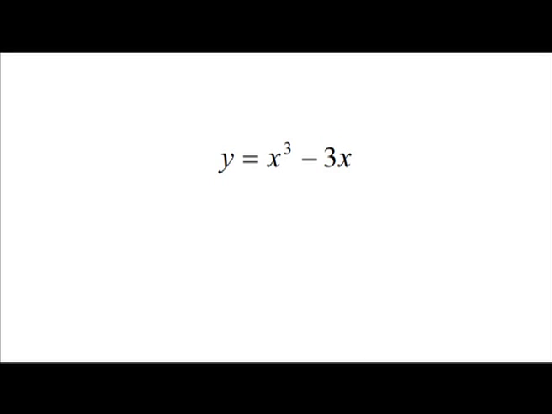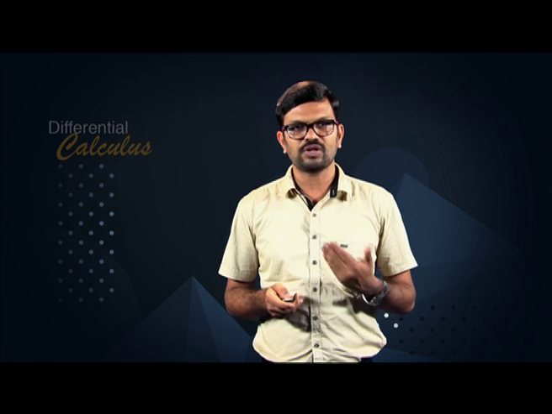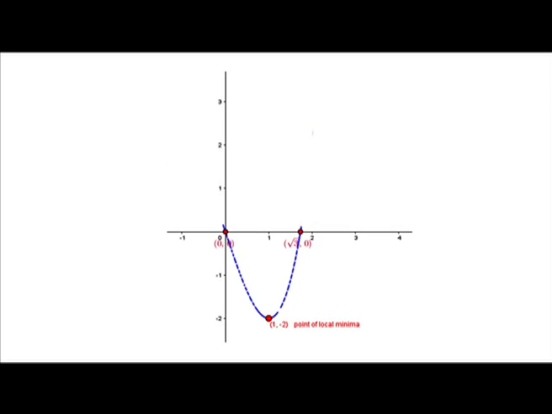We have y is equal to x cube minus 3x, thus y dash is equal to 3x square minus 3 and y double dash is equal to 6x. Y dash is equal to 0 implies 3 times x square minus 1 is equal to 0, so that x is equal to plus or minus 1 are local extrema. When x is equal to 1, y is equal to minus 2 and f double dash of 1 is equal to 6. Hence, 1 comma minus 2 is a point of local minima.